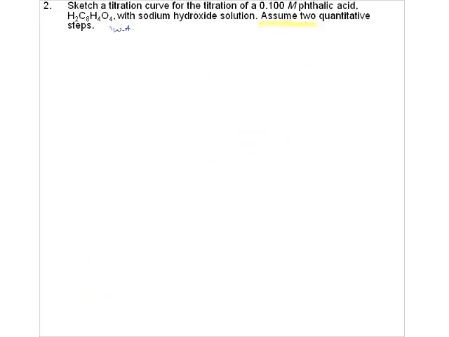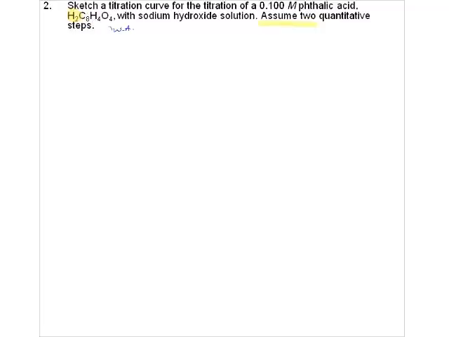Okay, here's a typical question from a public exam. It says, sketch a titration curve for the titration of 0.1 molar phthalic acid. They give you the formula. So it looks like there's the 2 acidic hydrogens. It says with sodium hydroxide, and assume 2 quantitative steps. All right. So what we're saying then is that this guy is definitely a weak acid.